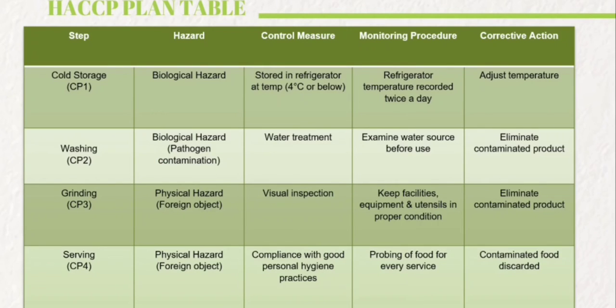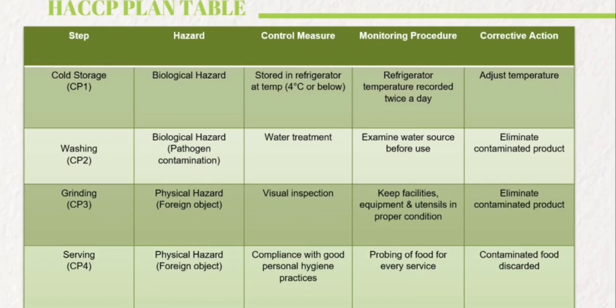For the hazard plan table, in CP1 we have cold storage, so the hazard is biological hazard. The control measure is store in refrigerator at temperature 4 degrees Celsius or below. The monitoring procedure is refrigerator temperature recorded twice a day. So the corrective action is adjust cooler temperature. In CP2, which is washing, we have biological hazard, which is pathogen contamination. So the control measure is water treatment, and the monitoring procedure is examine water source before use. And the corrective action is eliminate contaminated product.